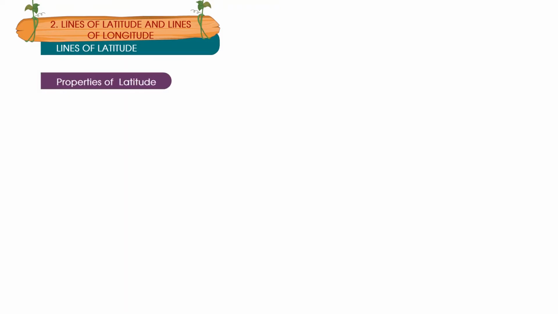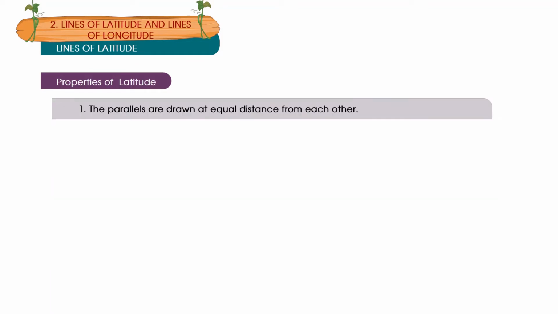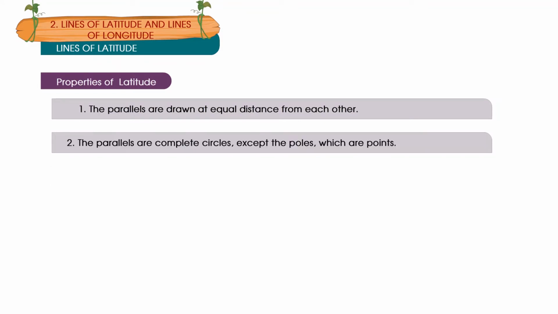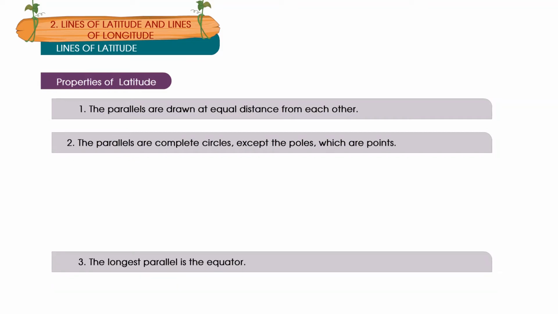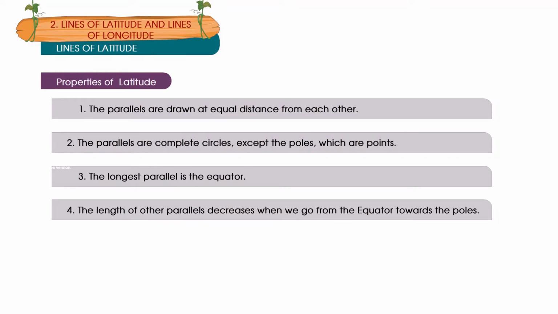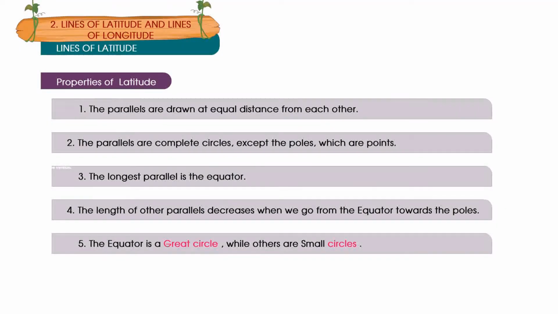Properties of latitude. 1. The parallels are drawn at equal distance from each other. 2. The parallels are complete circles except the poles, which are points. 3. The longest parallel is the equator. 4. The length of other parallels decreases when we go from the equator towards the poles. 5. The equator is a great circle while others are small circles.